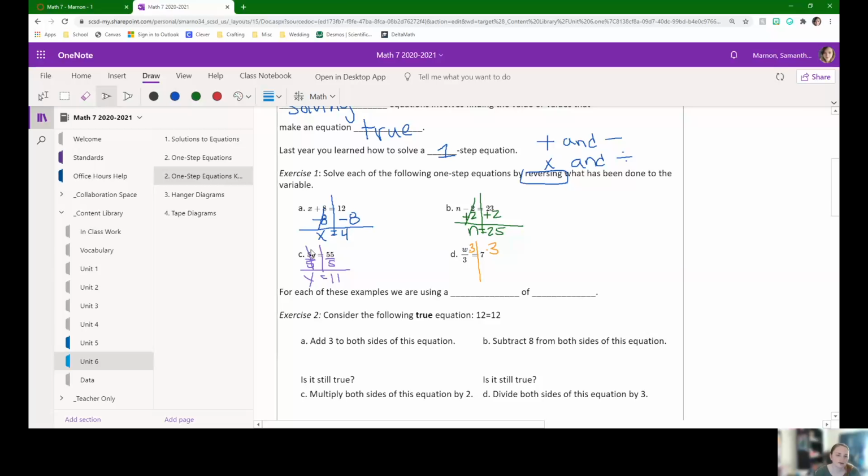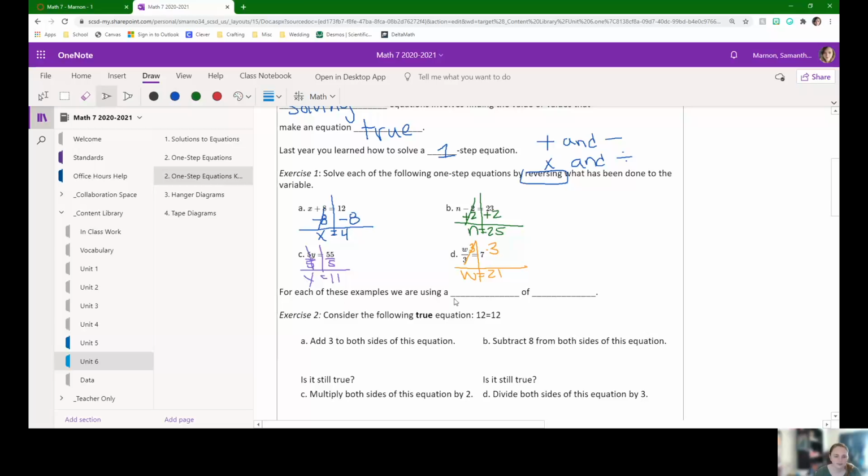Just like here, where we had a 5 divided by 5, now we have a 3 divided by 3, which is 1 times w, which will leave us with just w. And 7 times 3 is 21. So the solution to this equation is w equals 21.